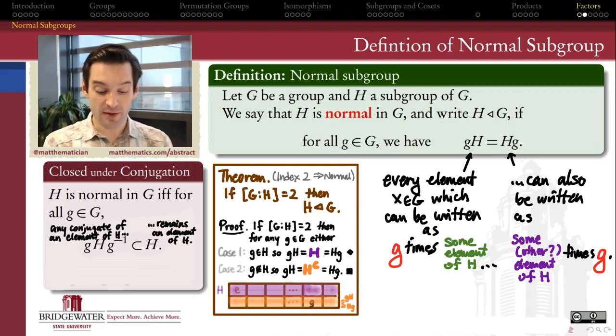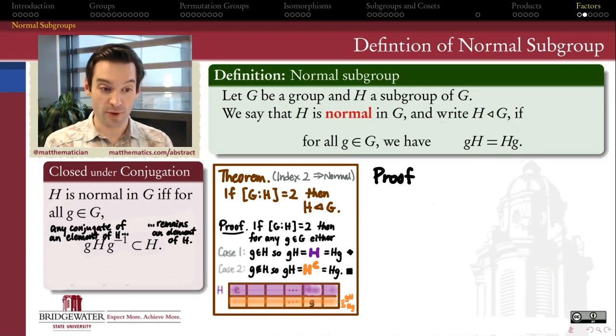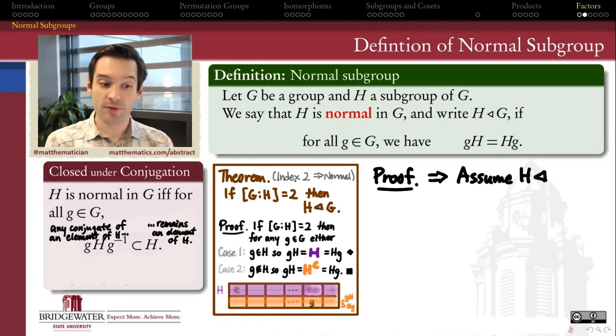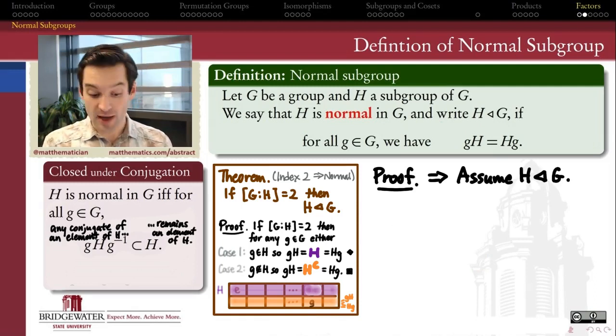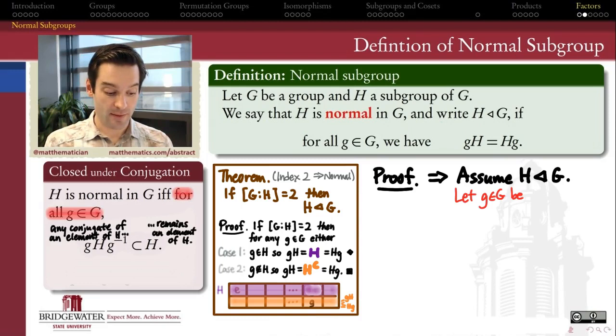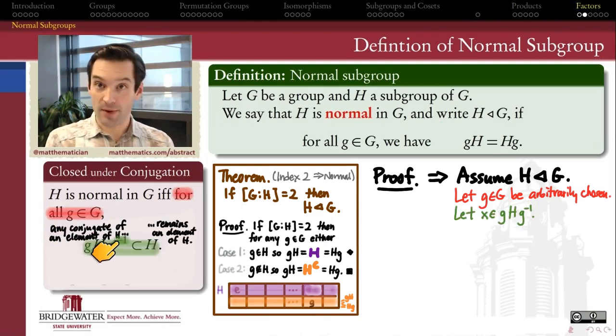So there's another way to understand what's happening inside of a normal subgroup. And here's a quick proof of that. If we first assume that H is a normal subgroup of G, then I pick up an element arbitrarily, any element G inside of my original group. How do I know that this statement is going to be true, that conjugation by G is going to remain inside of H?